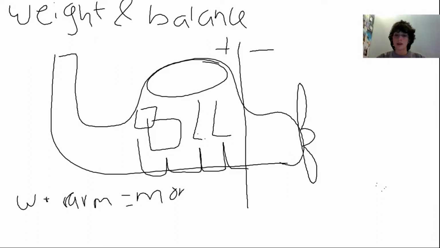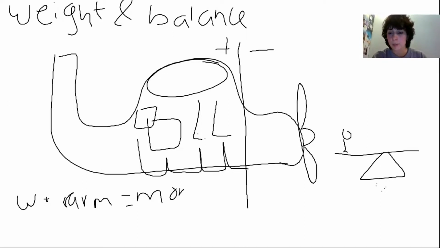And now, what is the moment? When we were kids, some of us played teeter-totter. That is a balance. On one side, we have a skinny person, and on the other side, we have a not so skinny person. We know which way the balance is going to tilt. So in order to balance it and for it to be equal, we need to move the heavier person closer to the pivot point, or the pivot point closer to the heavier person.